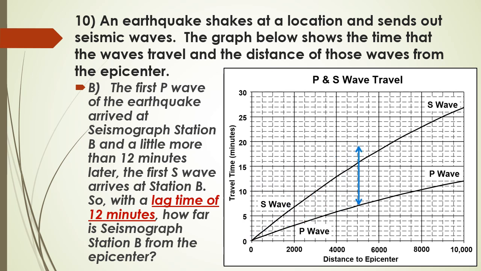I move this until I get that between the two curves, and you can see that 12 minutes is about right here, and we go down to the distance. This is 6,000, this is 8,000, so halfway in between is 7,000, and then between 7,000 and 8,000, halfway is 7,500. So about 7,500 kilometers, that's how far away station B is from the epicenter.